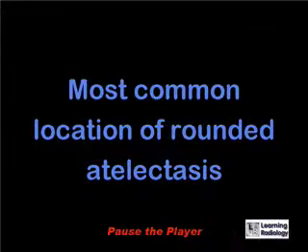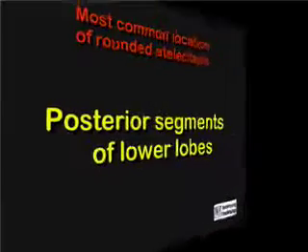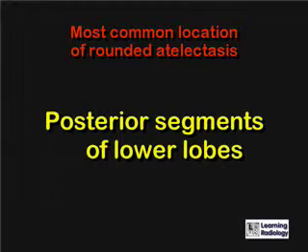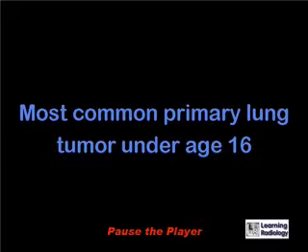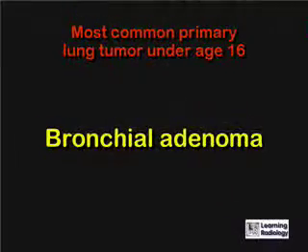What is the most common location of rounded atelectasis? The posterior segments of the lower lobes. What is the most common primary lung tumor under the age of 16? A bronchial adenoma.